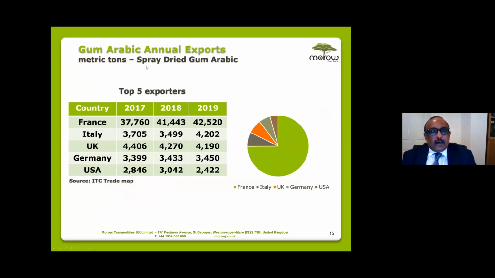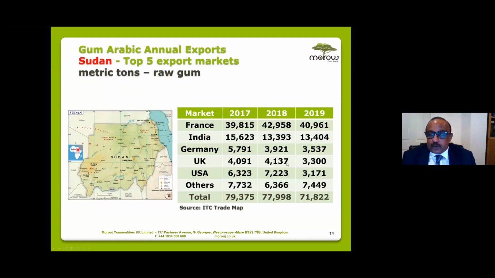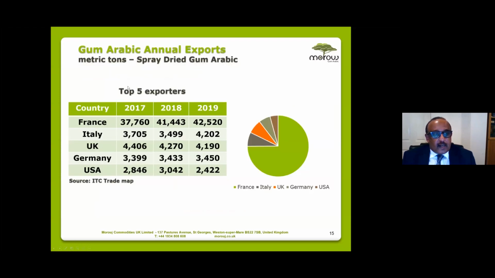Gum arabic top 5 exporters. Here I'm going to talk about those countries that are exporting gum but are not producers of gum arabic. That means they are exporting processed gum, mainly spray-dried gum arabic. You can see France is exporting about 42 tons, and then some of the countries, UK, Germany, and USA.